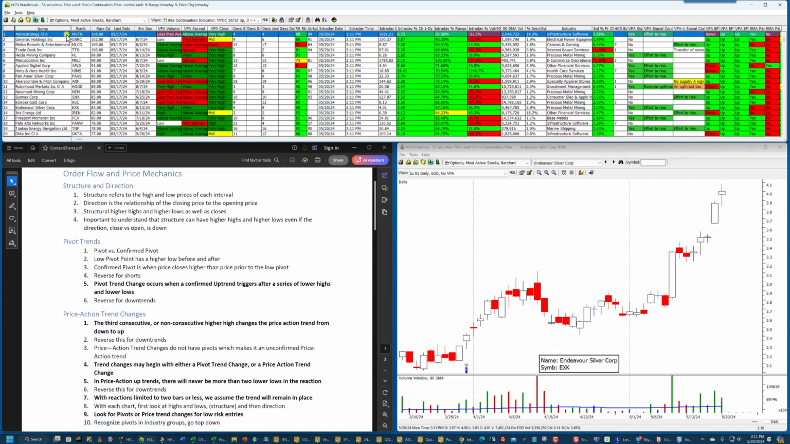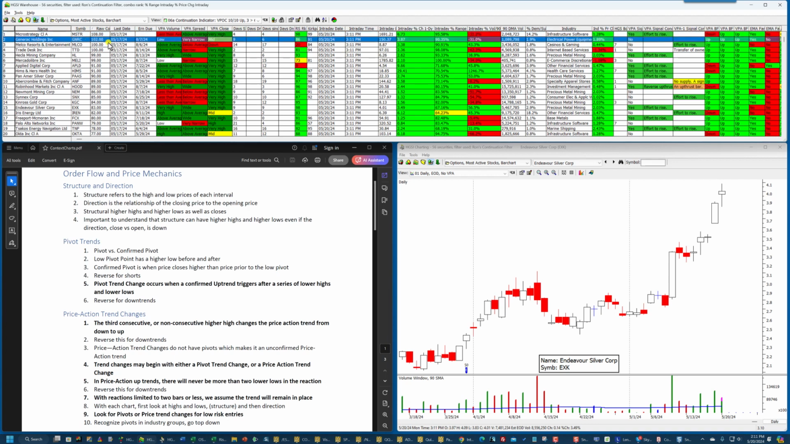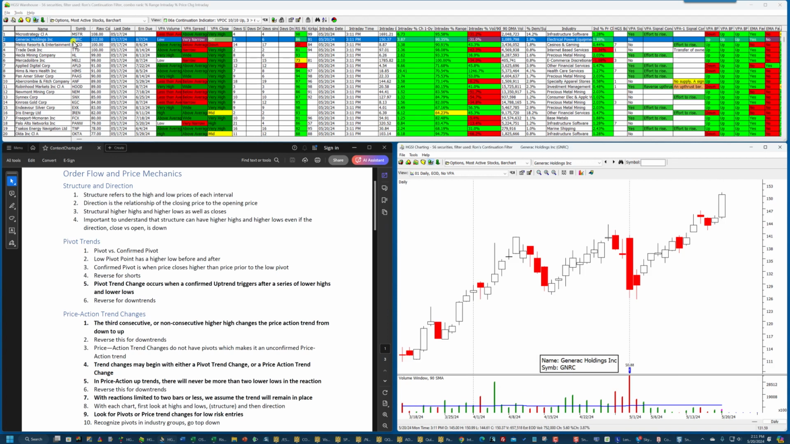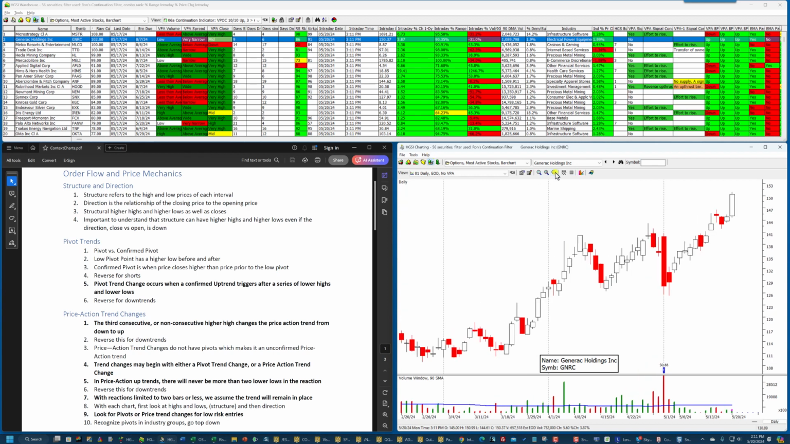Now, MicroStrategy is, as you all know, highly related to Bitcoin. Bitcoin's up 2.57% today, and MicroStrategy is up 6.73. But I haven't looked at this. Let's just look at Generac. Now, this is a stock. They produce these generators which are advertised on television a lot, and I'll just use this as an example.